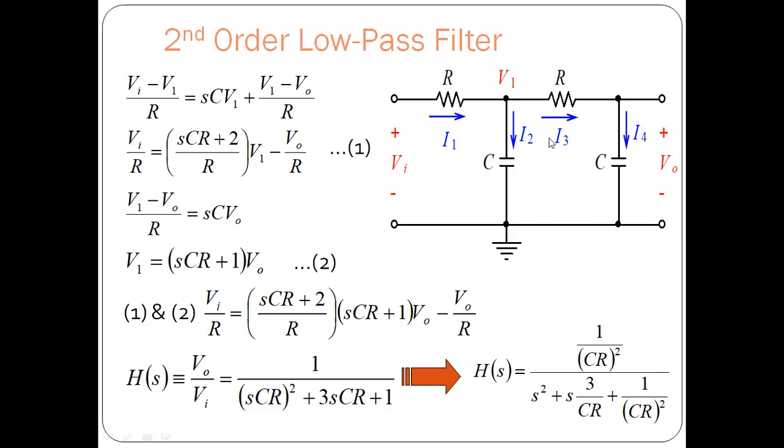Now we are going to write the nodal equation. As we know, I1 is equal to I2 plus I3. I1 is equal to I2 plus I3. So this is I1.